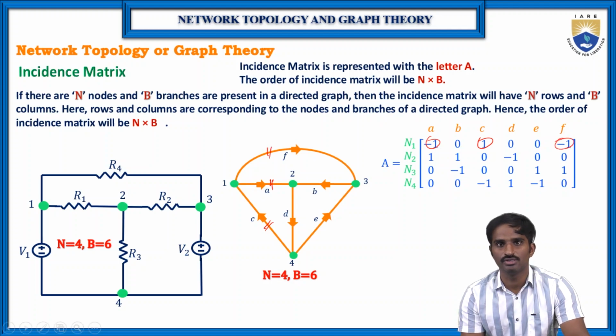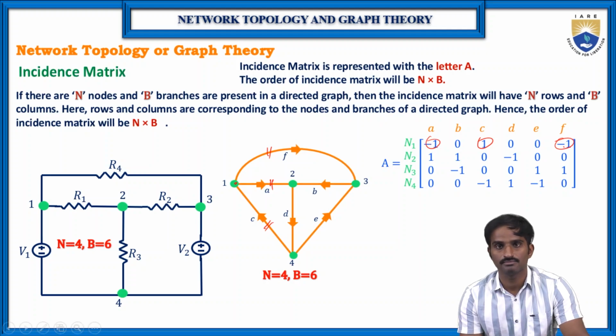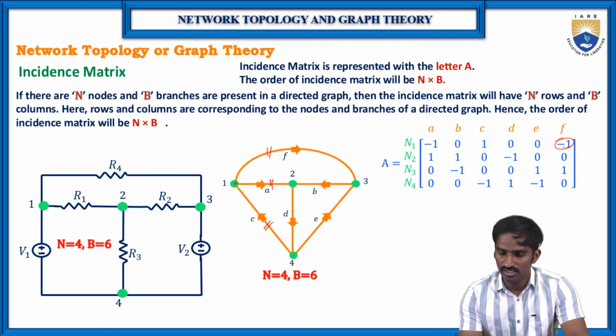All other elements are 0. And again, coming to the direction, of course here, the A and F are away from the node 1, so that's why A and F are having the minus sign, and C is towards the node 1, so that's why plus sign, right?